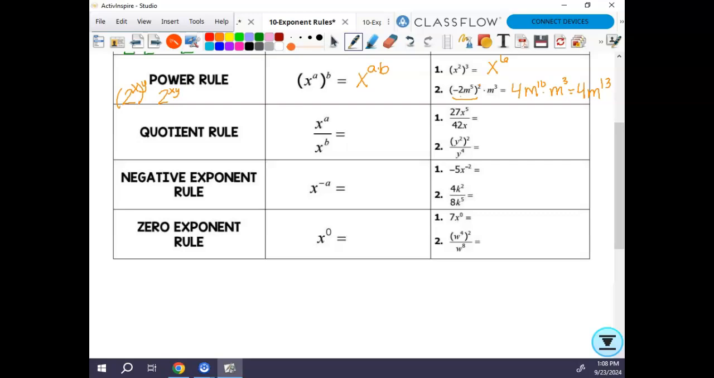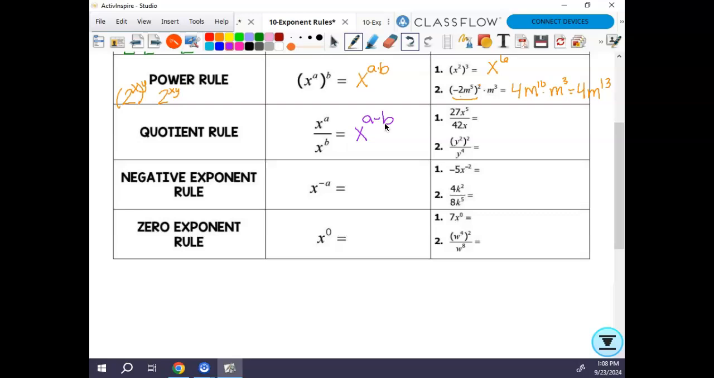All right, quotient rule. When we multiply, we add. So when we divide, we do what? Subtract. So this would be x to the a minus b power. Our coefficients that do not have exponents on them, we just straight up divide them. So I've got 27 over 42, okay? I don't have to simplify the entire thing all at once. I know that they're both divisible by 3 at least.